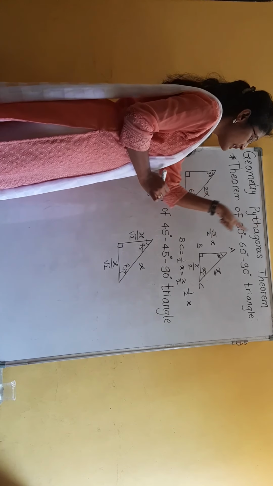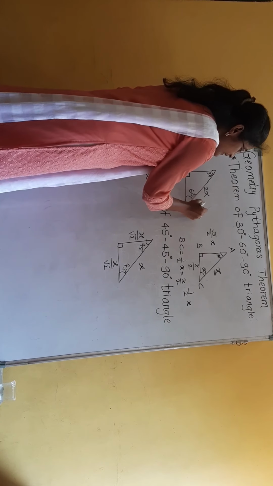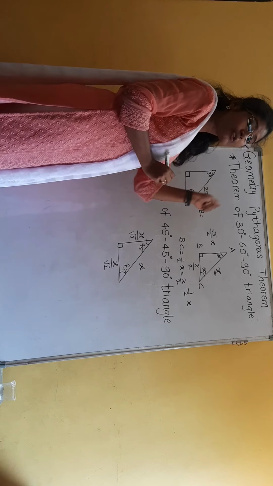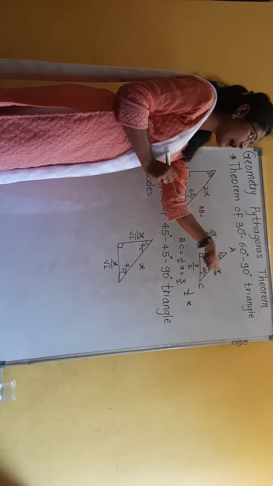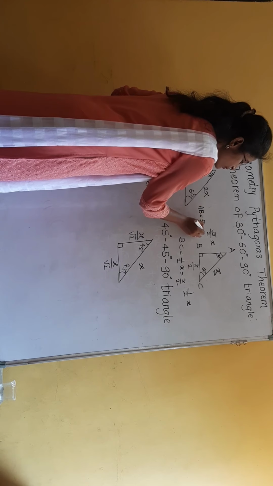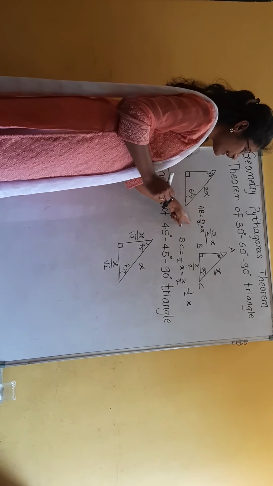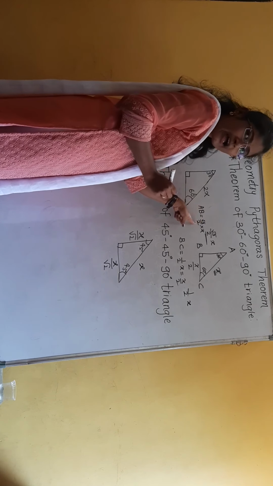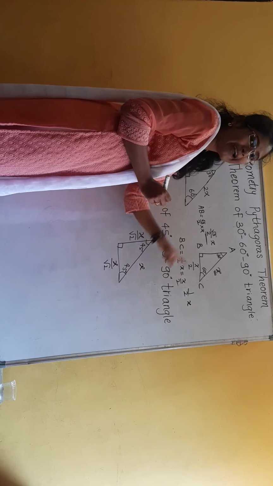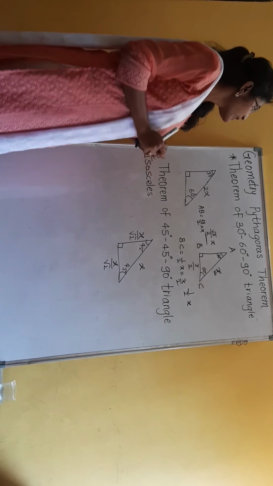And the side which is opposite to 60 degree, that is side AB, is equal to under root 3 by 2 times the hypotenuse, that is under root 3 by 2 into x. So AB is equal to under root 3 by 2 of x, that is the hypotenuse, and BC equals x by 2, that is half of our hypotenuse.